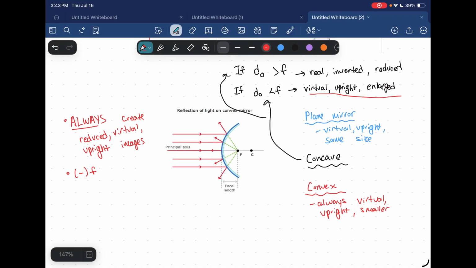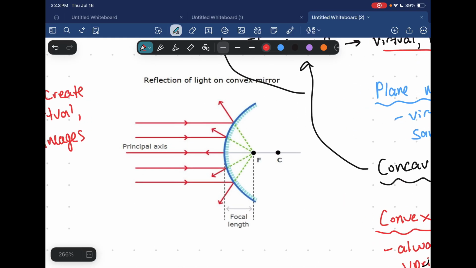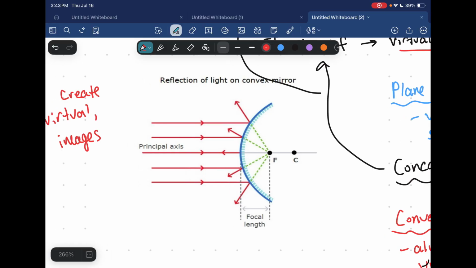Convex mirrors are the opposite of concave mirrors. Instead of focusing light rays together, they spread light rays apart. A convex mirror curves outwards, so when parallel rays hit the surface, they reflect away from each other. And because the reflected rays never actually meet, we extend them backward and notice that they appear to come from behind the mirror. And since the light is not actually coming from that location, the image is virtual.